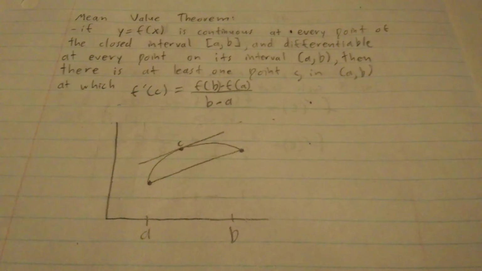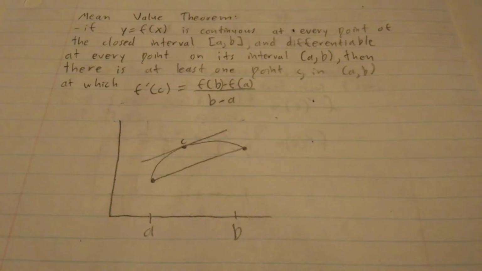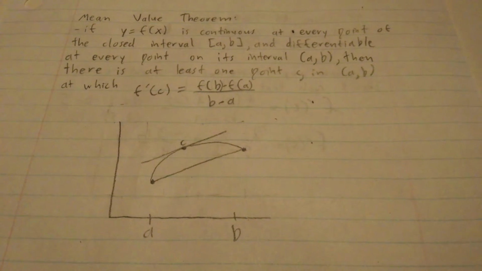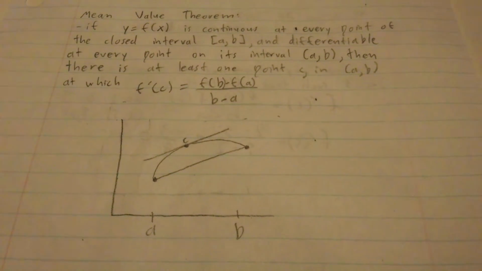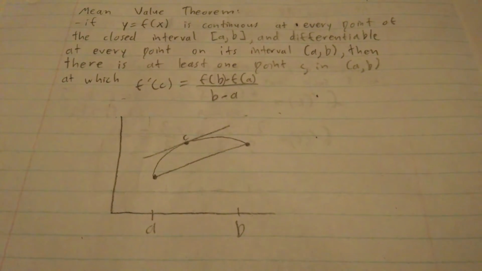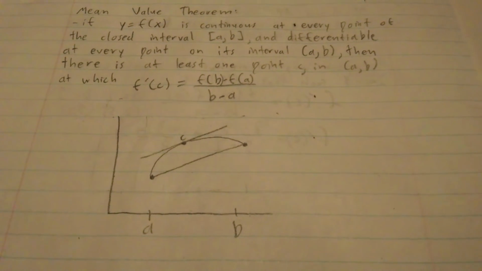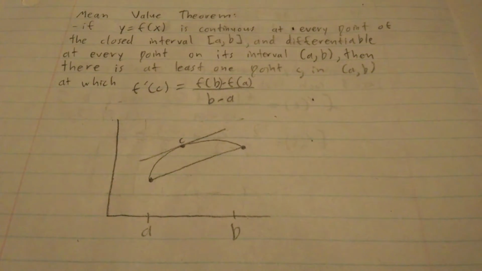The mean value theorem states that if y equals f of x is continuous at every point of the closed interval a to b and differentiable at every point on its interval a to b, then there is at least one point c in a to b at which f prime of c is equal to f of b minus f of a over b minus a. In other words, the average slope on an interval of a continuous and differentiable function would be equal to the derivative of one of the points on the interval.